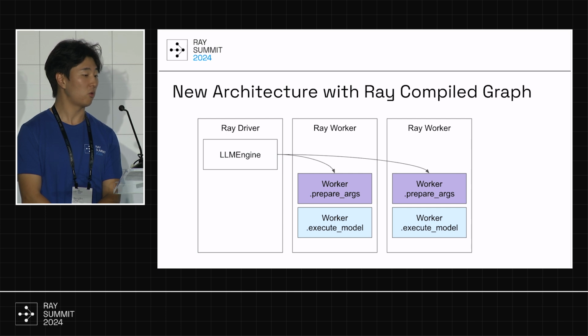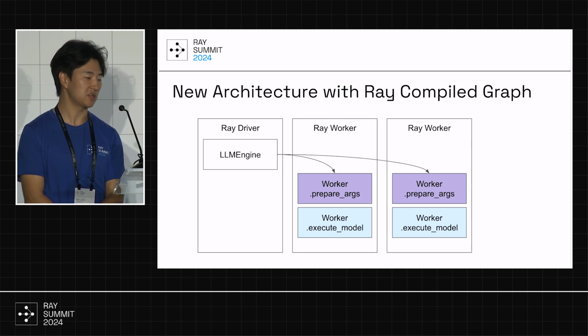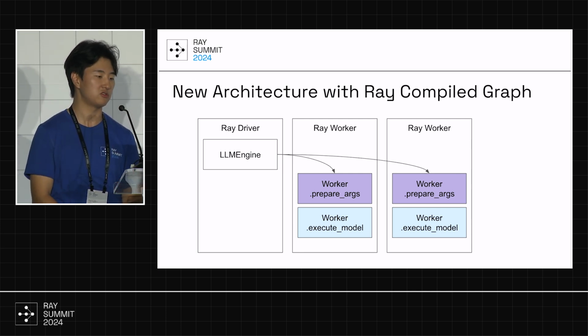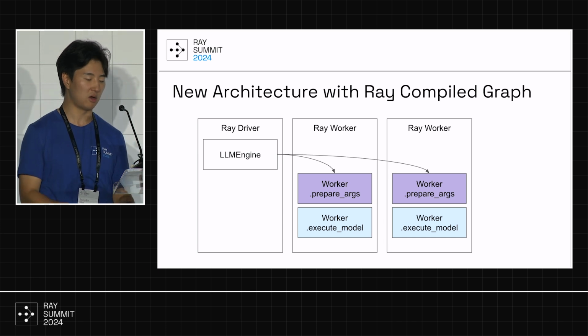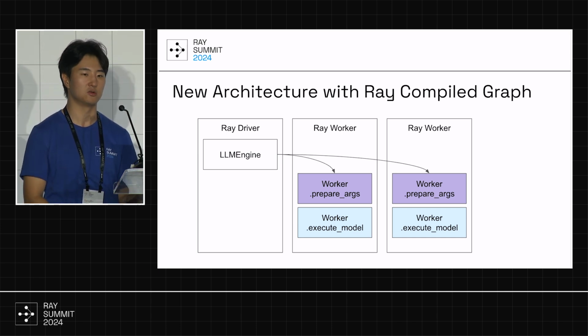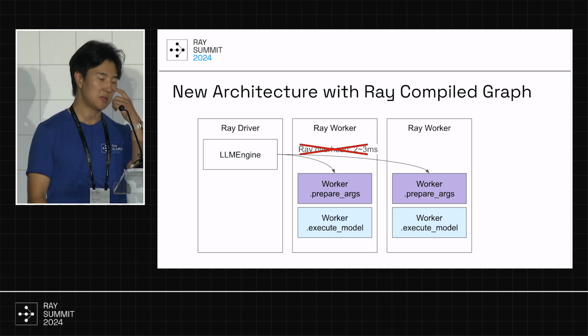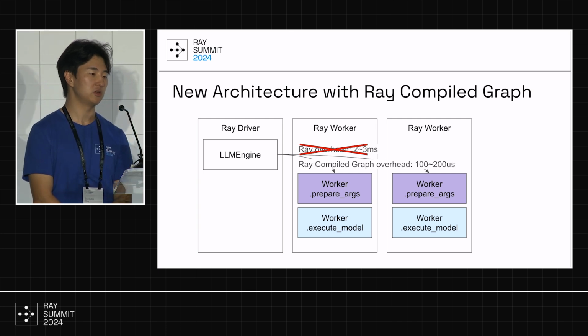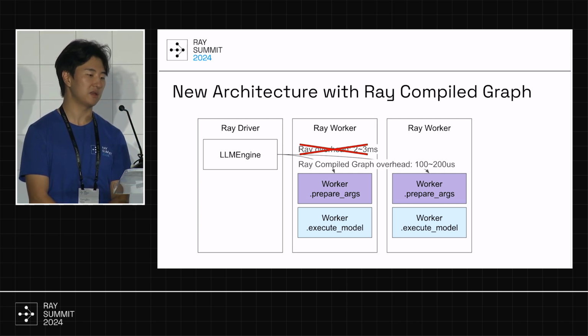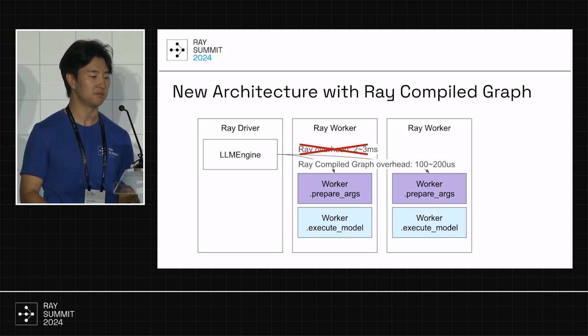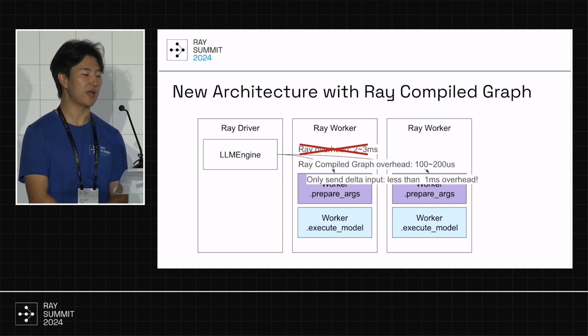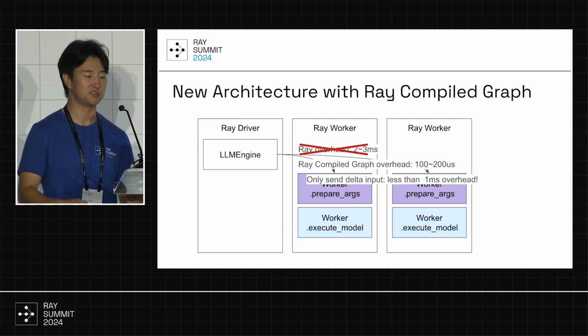So we go back to the original architecture that has a scheduler on the Ray driver, and then all the workers run the model. So there's no GIL interrupting each other. With the compiled DAG, you can actually remove the huge Ray overhead, and you can have very small overhead, such as 100 to 200 microseconds. And then also, we added another optimization in vLLM to send only the delta input. And at the end, we could see there's less than 1 millisecond overhead in general for sending data.